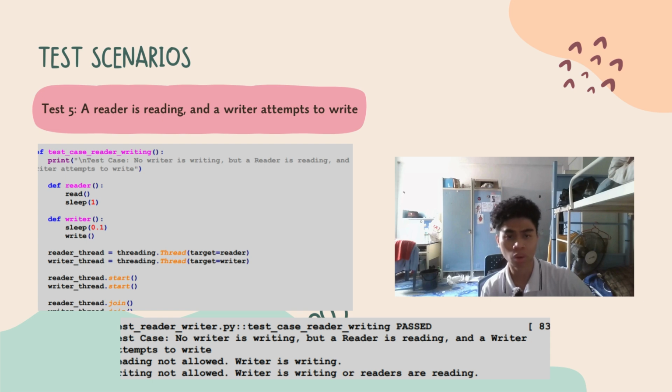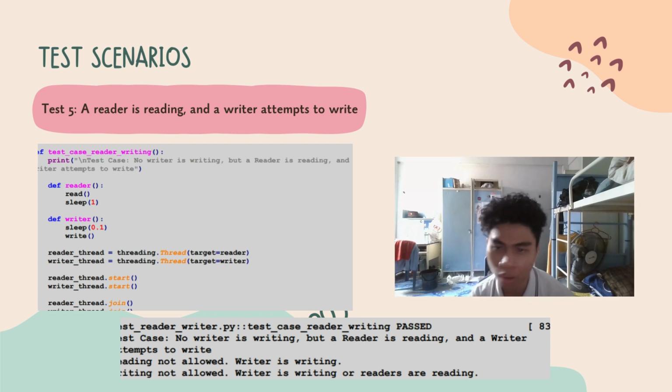Now let's look into the code. So in this test case with the writing function, we have two nested functions, which is a reader that simulates reading for 1 second, and a writer that simulates waiting for 0.1 second and then attempts to write. So we use thread to run these two functions simultaneously and then the start and join methods. So let's check the output.